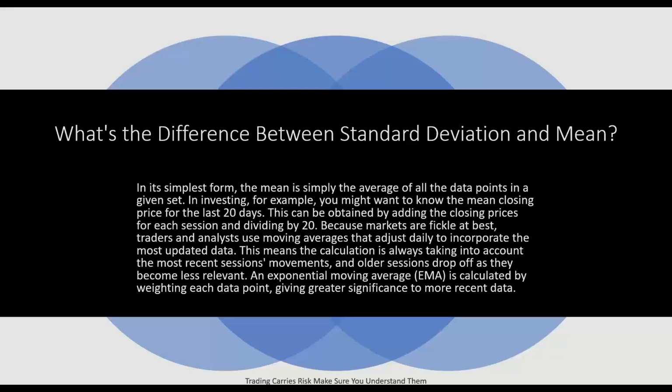So in its simplest form, the mean is simply the average of all the data points in a given set. In investing, for example, you might want to know the mean closing price of the last 20 days. This can be obtained by adding the closing prices for each session, dividing by 20. It's a moving average. Because the markets are fickle at best, traders and analysts use moving averages that adjust daily, hourly, weekly to incorporate the most recent data set.